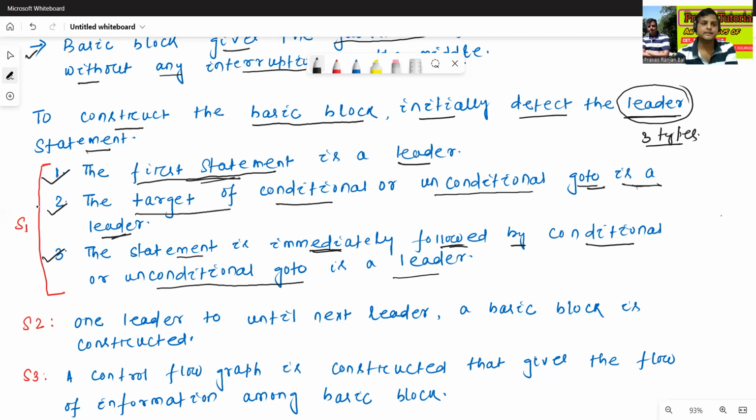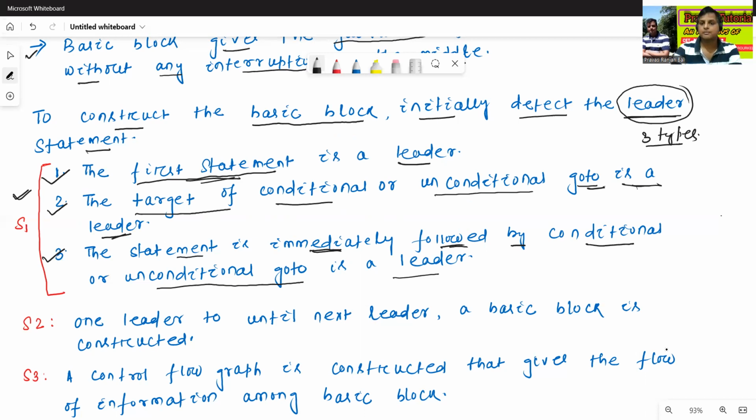So this is called the first step to construct the basic block. In step one, first we'll identify the leader statements. Generally there are three types of leader. First, the first statement must be a leader. Second, the target of a conditional or unconditional jump must be a leader. Third, the statement immediately following a conditional or unconditional go to must be a leader.